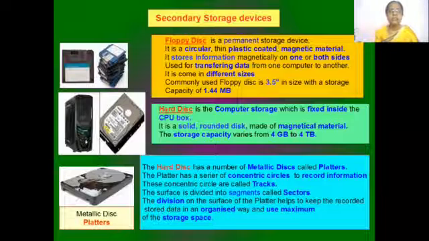The next one is a hard disk. The hard disk is another storage device, but it is fixed inside the computer. It's a solid round disk made of magnetic material. You definitely need a magnetic thing to store data, and the storage capacity is 4 gigabytes to 4 terabytes. Inside this disk, you have metallic disks. There are many metallic disks here. These disks are called platters. Platters have a series of concentric circles, where they record the information.